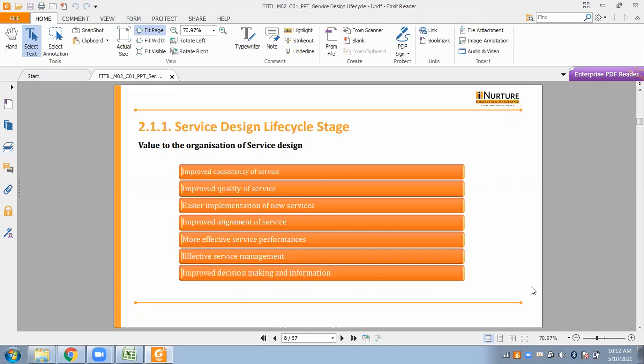Then we have improved consistency of service and improved quality of service. Next, we have easy implementation of new services, improved alignment of service, more effective service performance, improved IT governance, effective service management, and improved decision making and information.